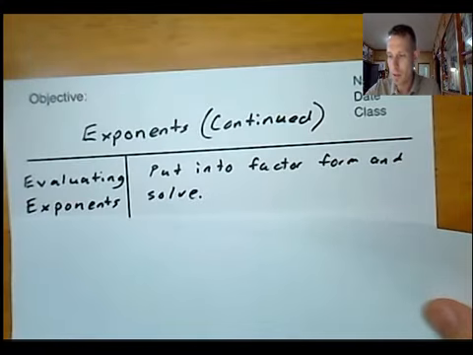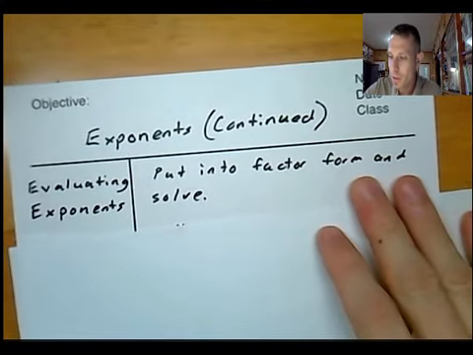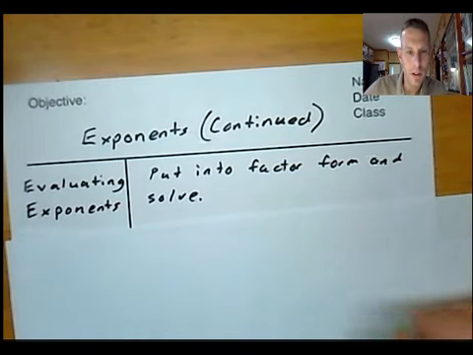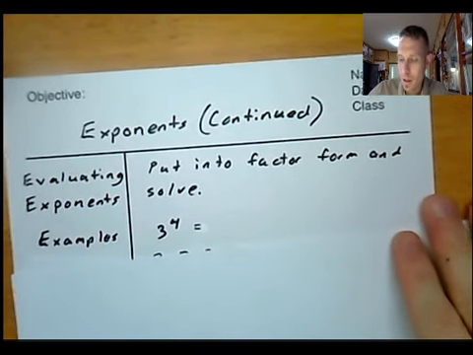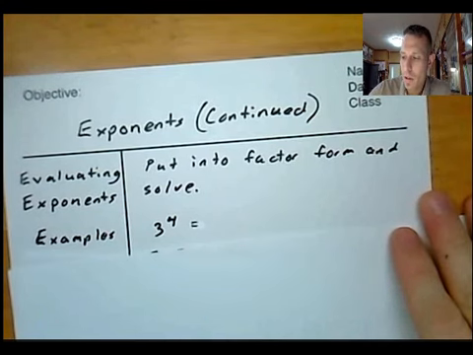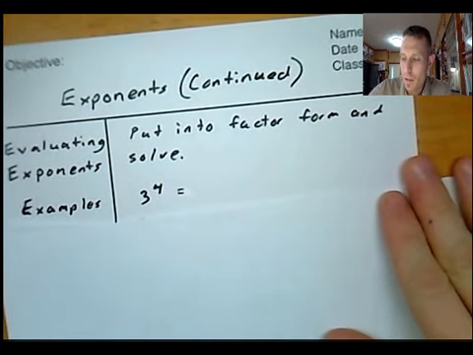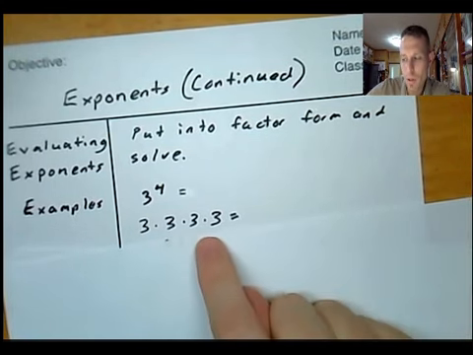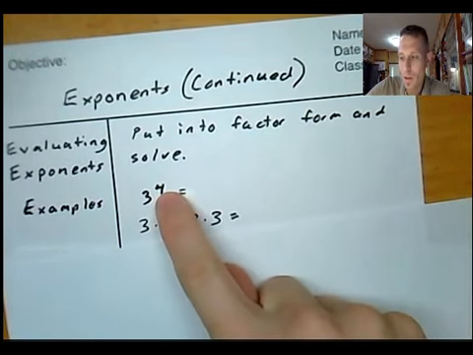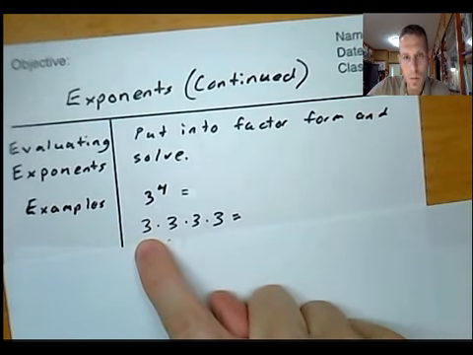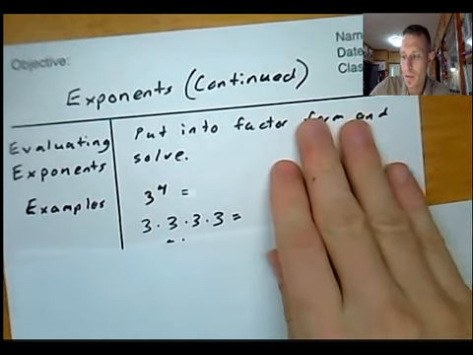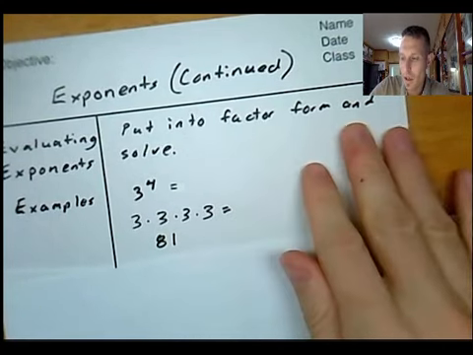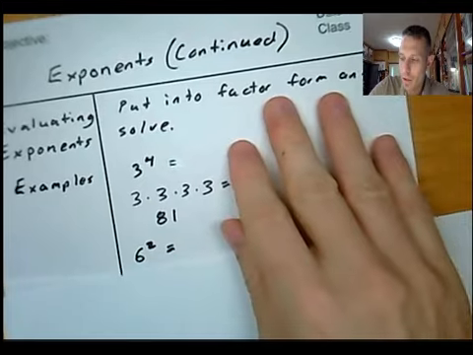Evaluating exponents. Put into factor form and solve, and I'll tell you what factor form means right now. Example: 3 to the 4th power. The factor form, we know that this means 3 times 3 times 3 times 3. That's what this 4 is symbolizing, that we're going to multiply 3 by itself 4 times. And we know that 3 times 3 times 3 times 3 equals 81. So that's how you would evaluate these.